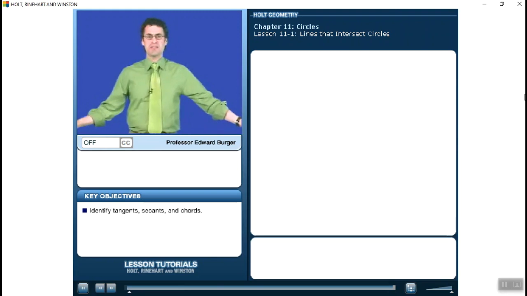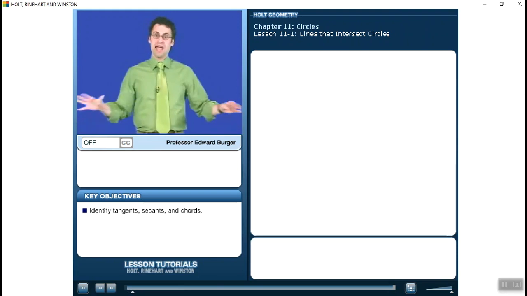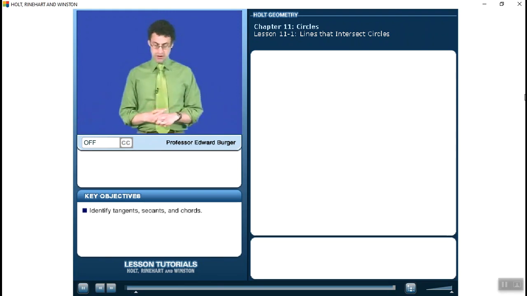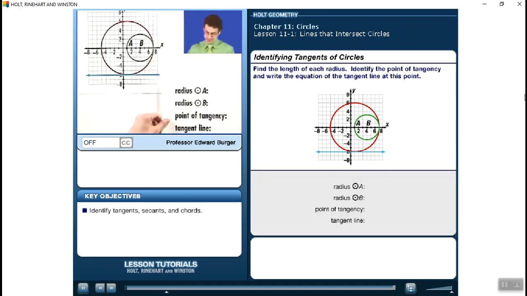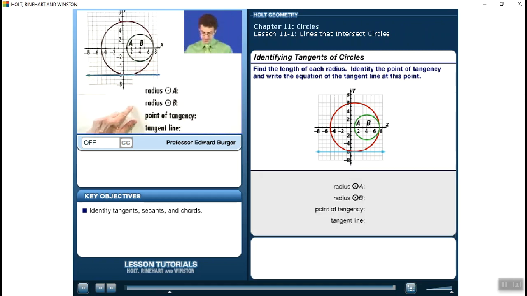All right, let's take a look in the coordinate plane and actually see circles and lines all coming together. So here we see two circles and actually a blue line. We see a red circle that's centered at the point A. We see a green circle that's centered at the point B, and then we see this line, which is a blue line. And now I want us to identify a couple little pieces about this picture.